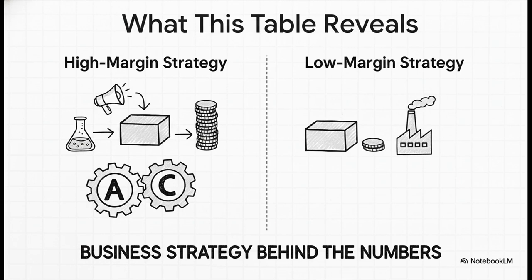Look, you can see that Company A and Company C are playing the same game. They spend a ton on R&D and ads to support a high-margin product. Company B? Totally different story. They're a low-margin business that probably competes on being the cheapest. This lets you see the business model, not just the dollar signs.